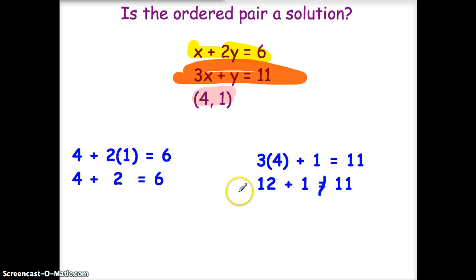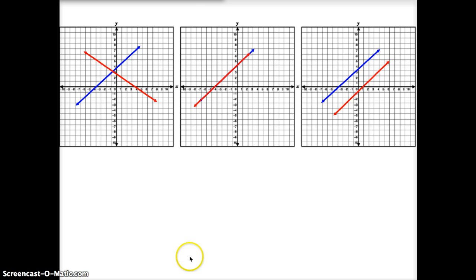If it was a solution, then it would work out for both equations just like it did in the first one. When we talk about solving a system of equations problem by graphing, we are going to be graphing some equations. How those equations appear on our graphs is going to tell us how many solutions they have. For example, looking at the red and blue lines, in this first graph the red and the blue line intersect at one point, so there will be one solution.